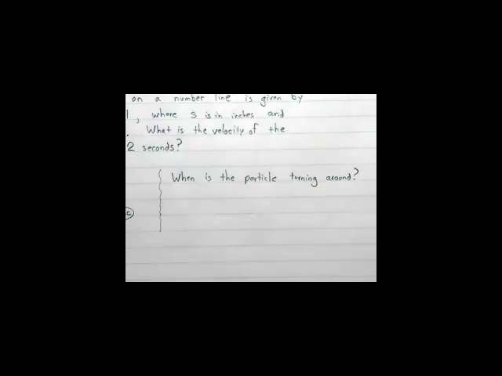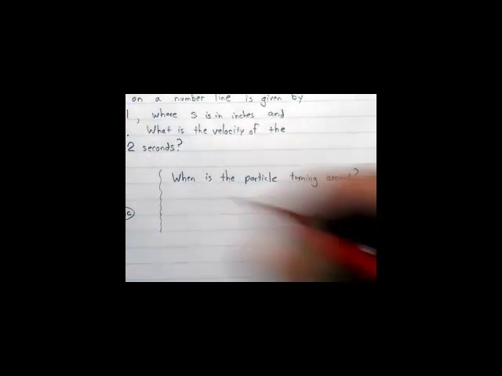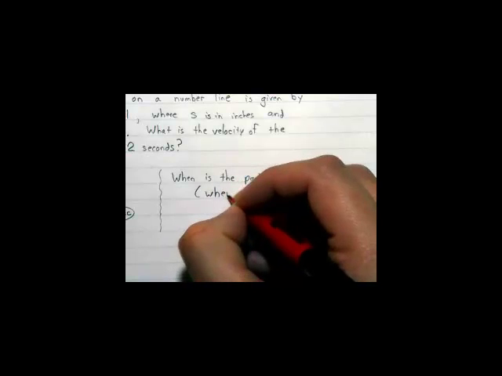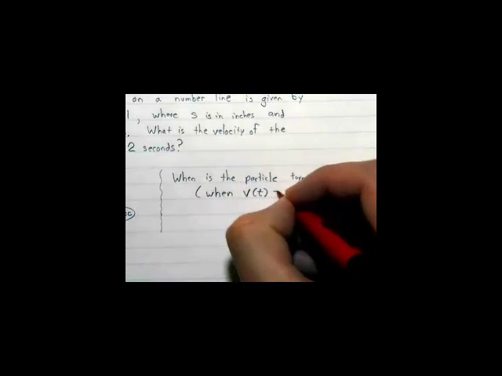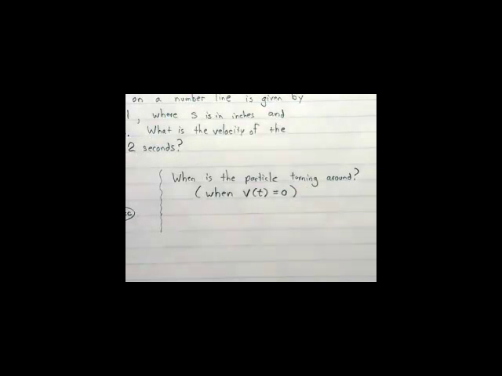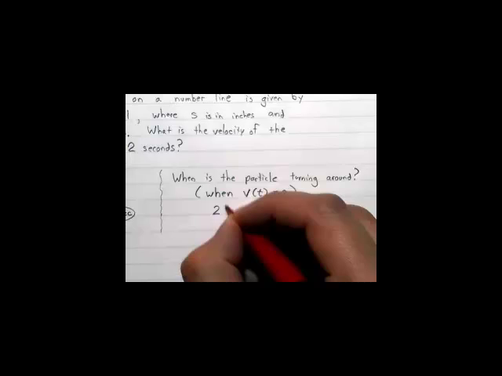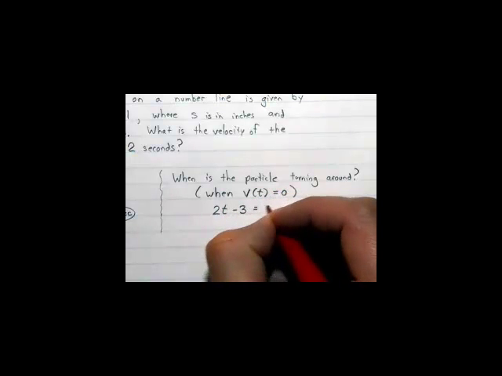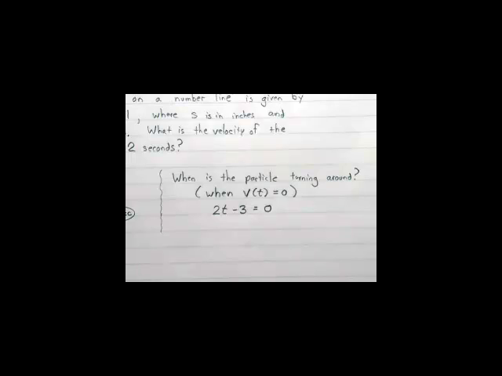That's an important thing that we're going to continue to work on with particle motion: this is going to be when v of t equals 0. That's when the particle will turn around or change direction. We have an equation for v of t, right? We just came up with 2t minus 3. So 2t minus 3 equals 0, and then we just have to solve that for t. Find the time, because the question is when. So time should be our answer.